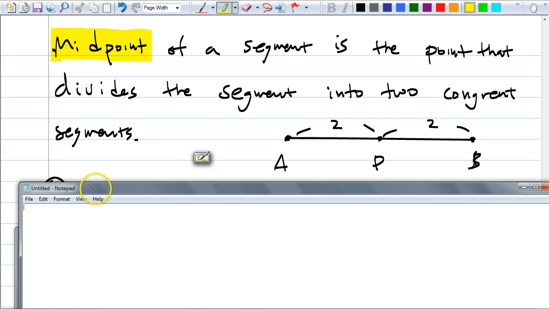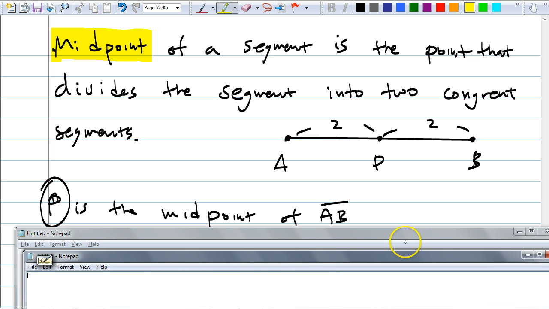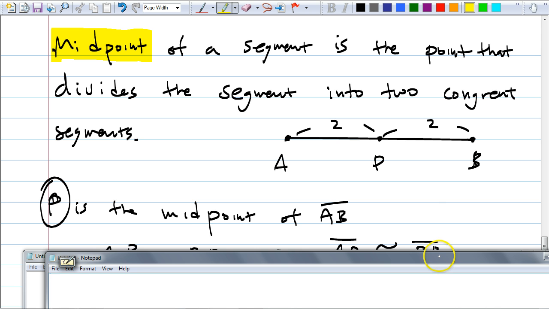So, there you go. If I have segment AB, and there's a point P between A and B, and the distance between AP is 2, the distance between PB is 2. Is P my midpoint, guys? Yeah, P is my midpoint. So there you go. P is the midpoint of AB.